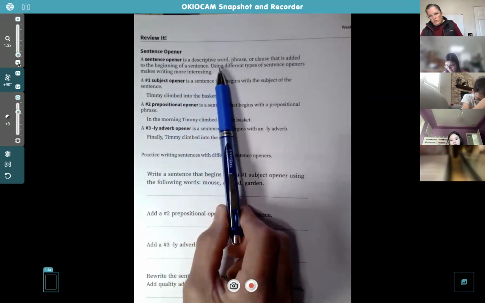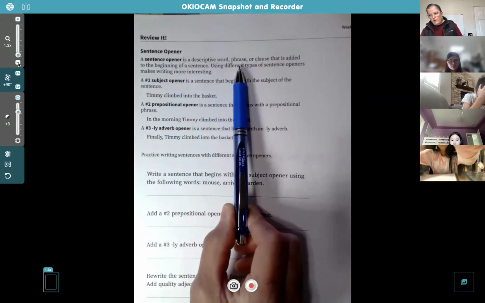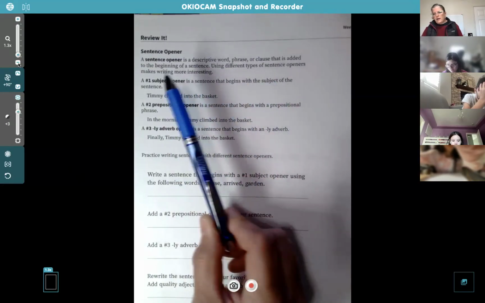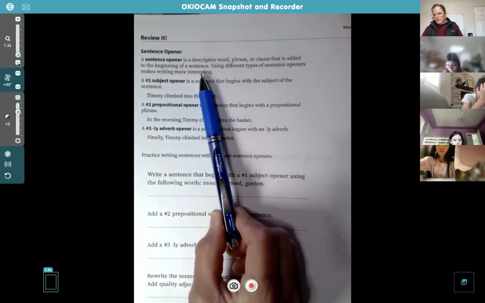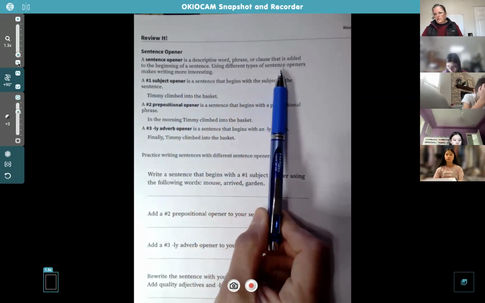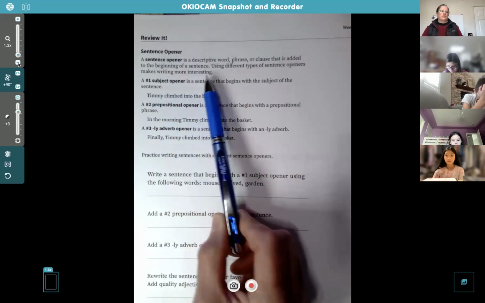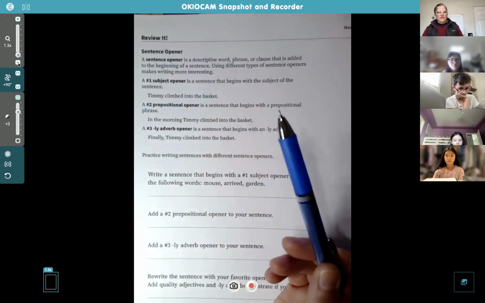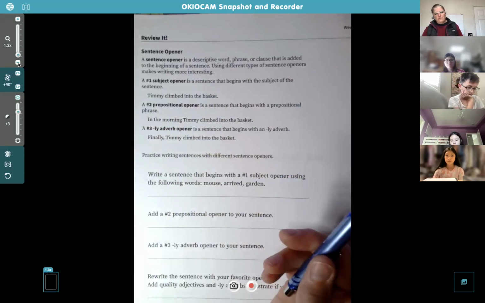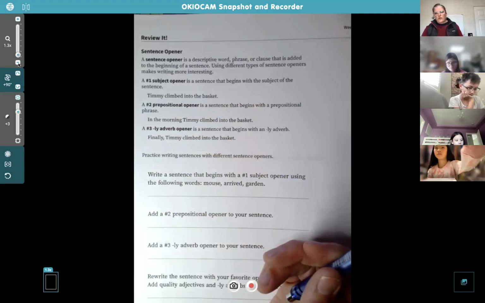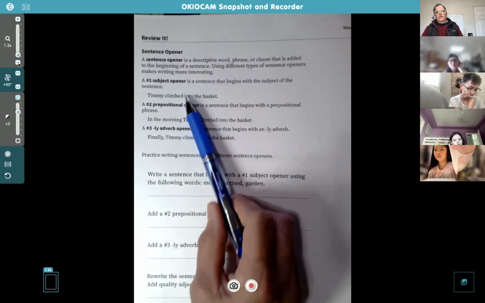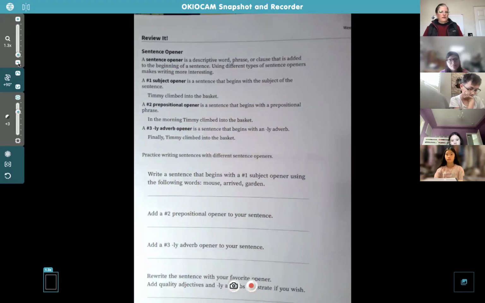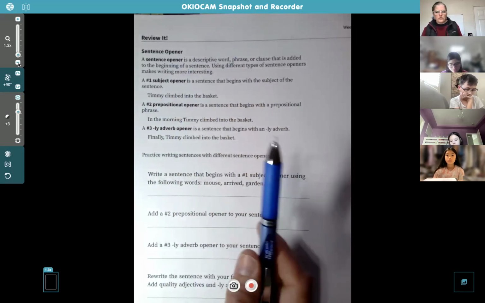It is a descriptive word. The opener is a descriptive word, phrase, or clause that is added to the beginning of a sentence. Using different types of sentence openers makes writing more interesting. That's why we use these, because really we tend to start sentences the same, just because that's what we're used to. But this is forcing you, when you get to the writing part, to start sentences differently so that it's more interesting to read and more fun, actually.